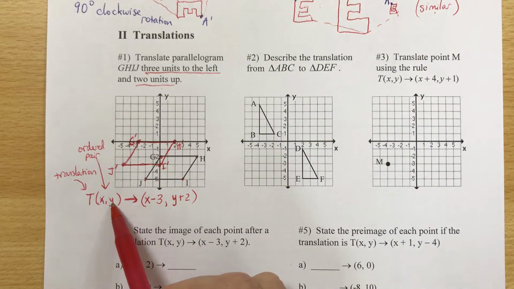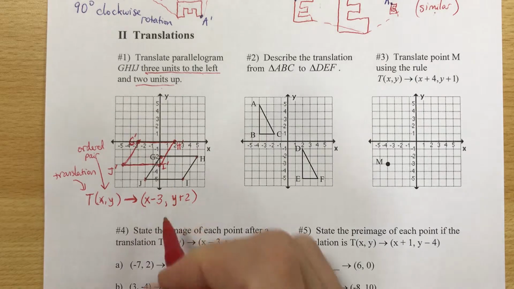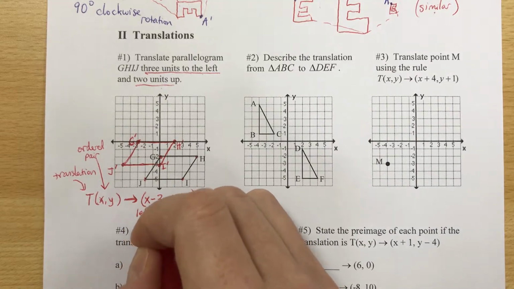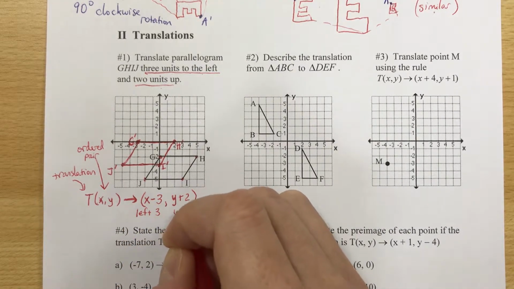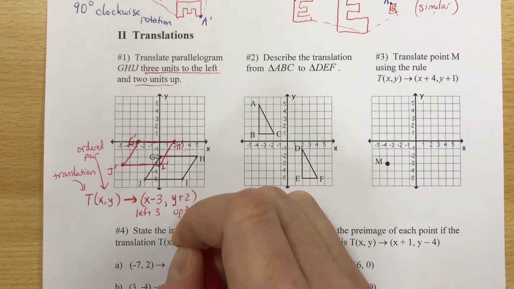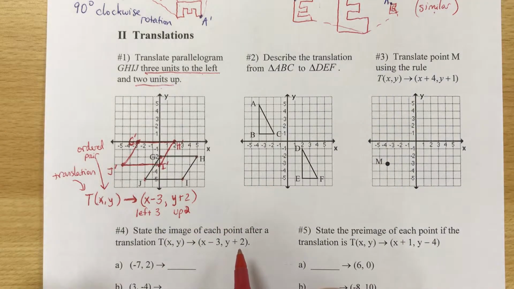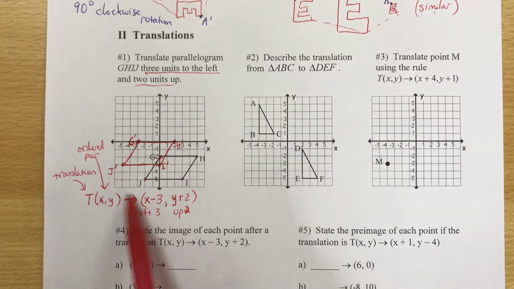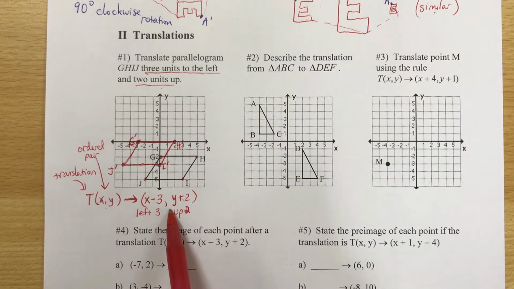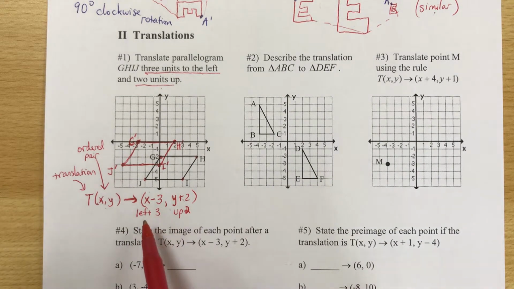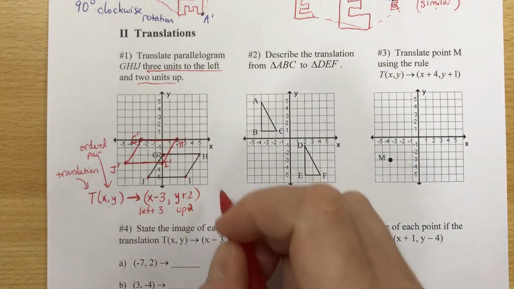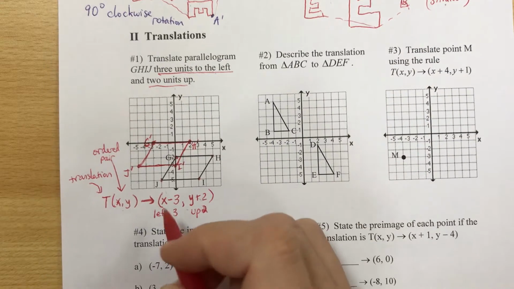Each ordered pair, we're going to do x minus 3, which means left 3. And then y plus 2 in the y direction means we go up positive 2. Okay, so this is kind of a different way of looking at this. This can seem confusing. Now I'm going to show you there's a shorthand way, and this is what it does in your book. They write it a little differently.